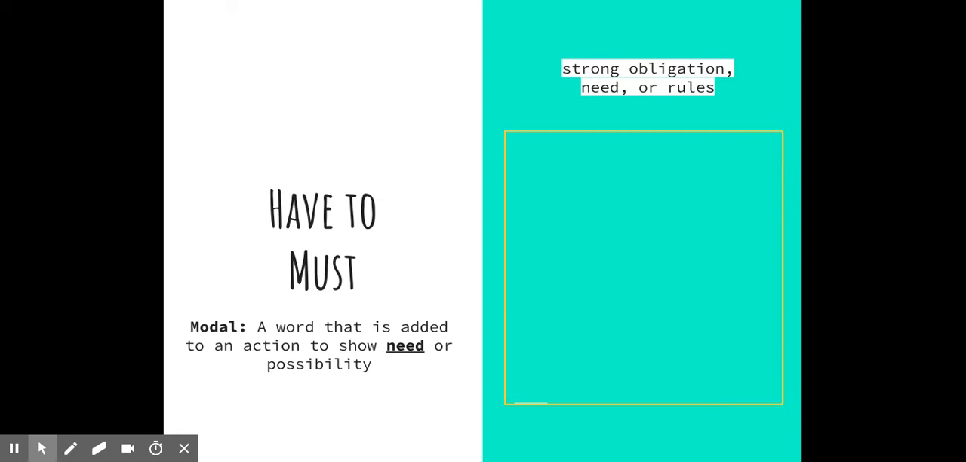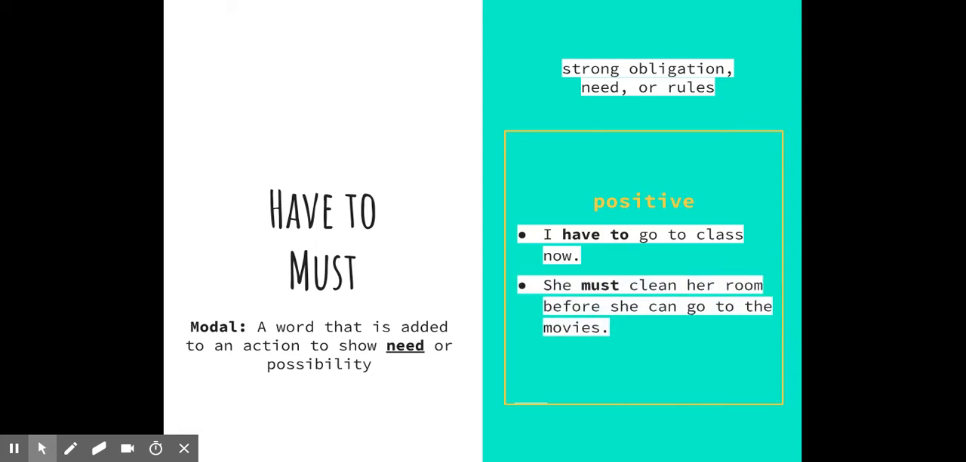Have to and must show a strong obligation, strong rule, strong need. So in the positive, I have to go to class now, right? I am running late. Maybe there is an exam. Have to feels more important, more serious. I should go to class now. Not as important, not as serious. She must clean her room before she can go to the movies, right? Maybe she won't be allowed to go to the movies if her room isn't clean. She should clean her room before she goes to the movies. Not as important, not necessary. Must, important, necessary.